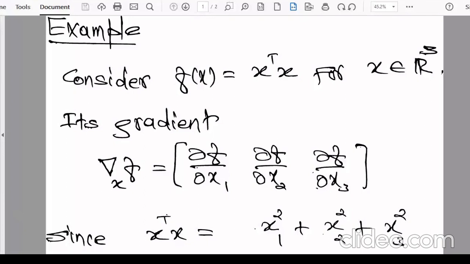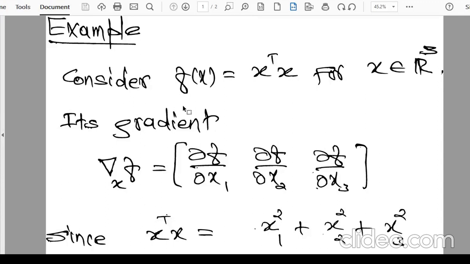There are two examples. The first example is a multivariate scalar valued function. Herein we can see that f of x is defined to be equal to x transpose x, which is the self dot product, and this vector is a three-dimensional vector. So we would like to find out its gradient.